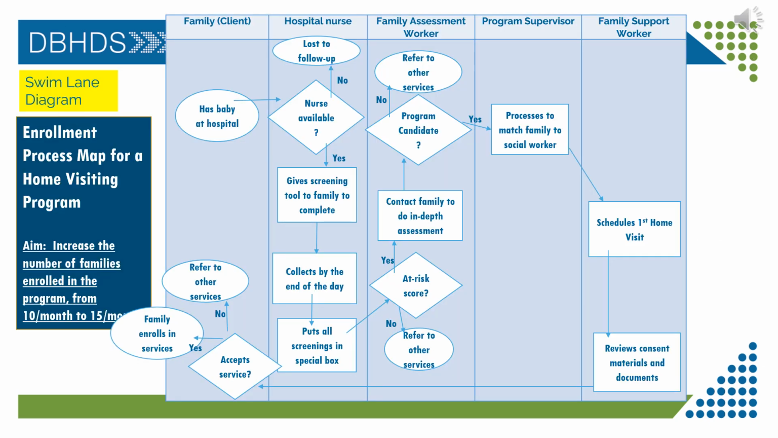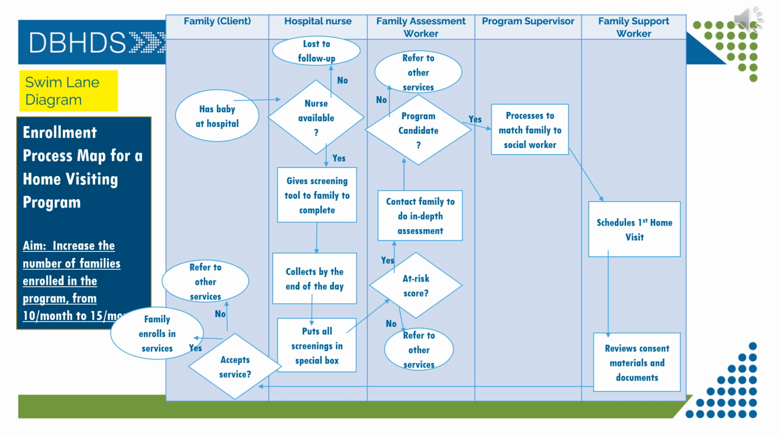This is an example of a swim lane diagram. It is a map of an enrollment process for a home visiting program. This was part of an improvement project where they were trying to increase the number of families enrolled in the program from 10 per month to 15 per month.